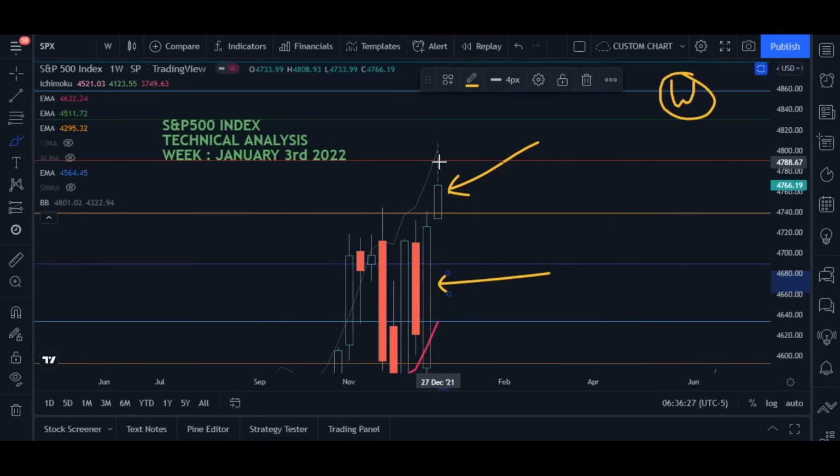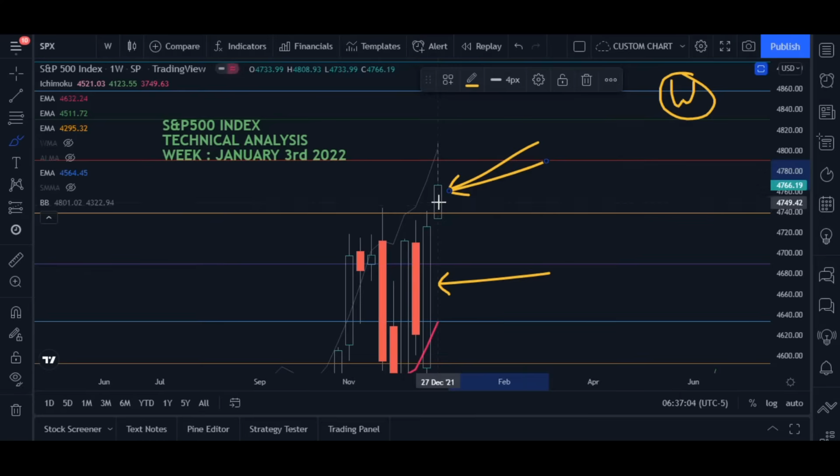This upward movement on Monday, December 27th, was provided by the previous very heavy bull candle, which engulfed the previous bear candle. This engulfing of the previous candle helped the market build this candle.